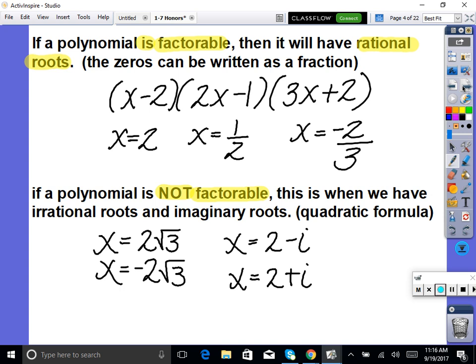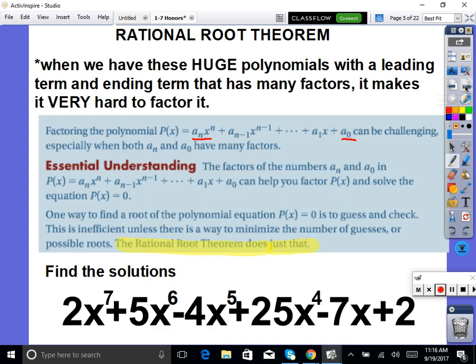Now we know if a polynomial is not factorable, this is when we have irrational roots, which would be examples. These are two examples of irrational roots, which can't be written as a fraction, or imaginary roots. So if it doesn't factor, that's when we have imaginary and irrational roots. Does everybody agree? Cool. Now we can start the lesson.